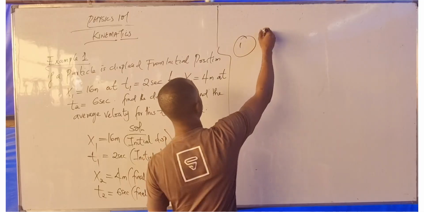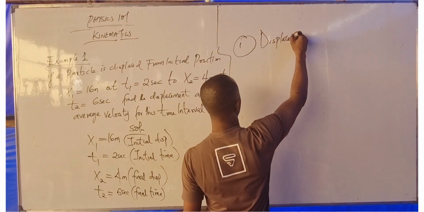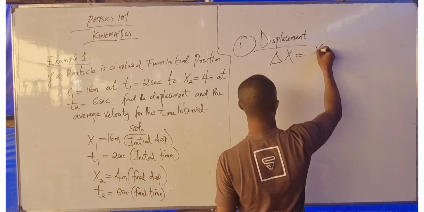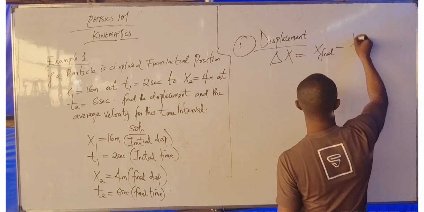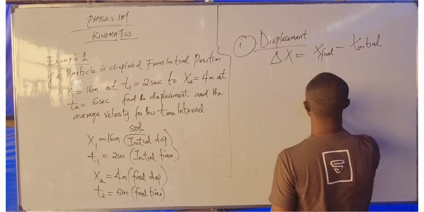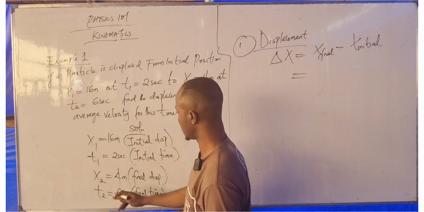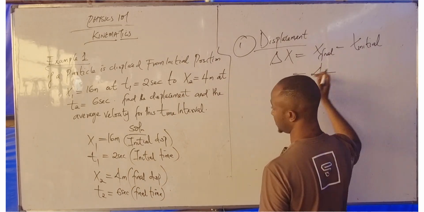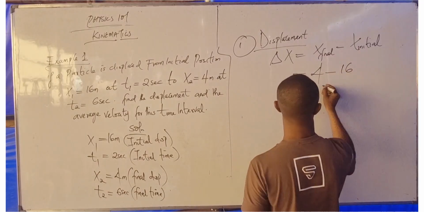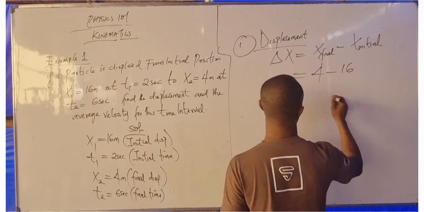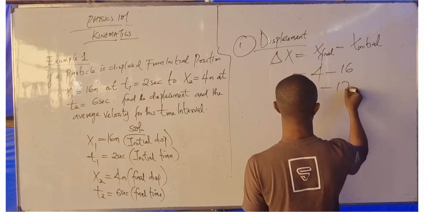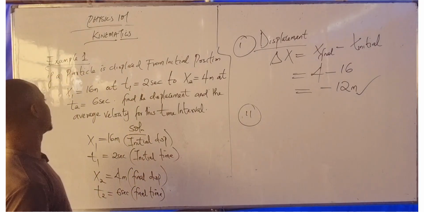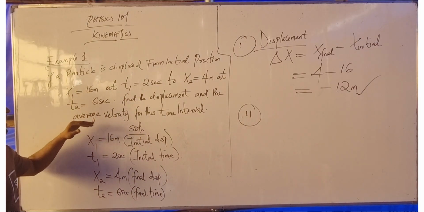Displacement, we know from the formula I gave in the previous explanation, is given as change in x equals s final minus x initial, right? So our s final is actually 4 meters. We have 4 minus our s initial, which is 16 meters. This will give us minus 12 meters. This is our displacement. Number 2 says, find the average velocity.